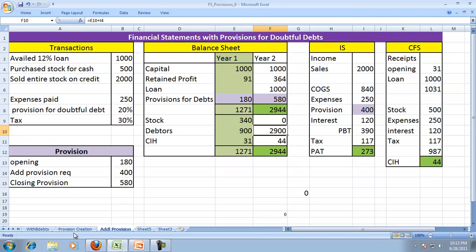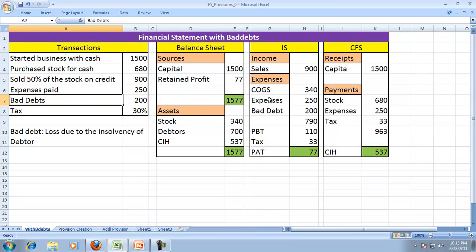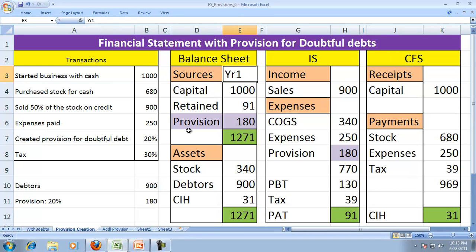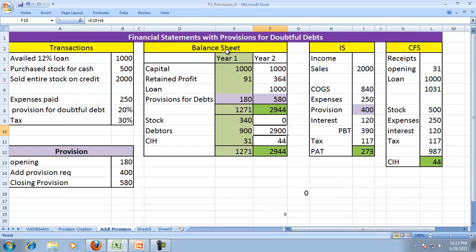So if there is a bad debt, we saw that bad debt is shown on the income statement as a loss, but if you expect that in future there will be bad debt, create a provision, and the provision continues to appear as long as you are not writing off the bad debt. So later on we'll see that if there is a bad debt, what will be the treatment of the provision on the balance sheet, income statement and cash flow statement. Thank you.